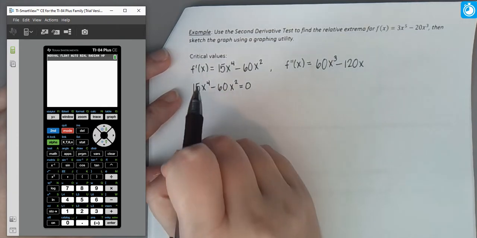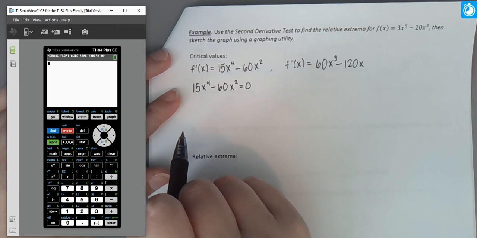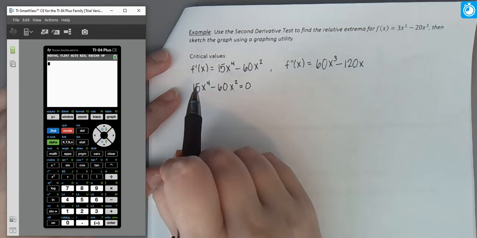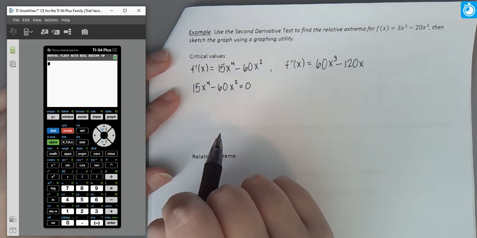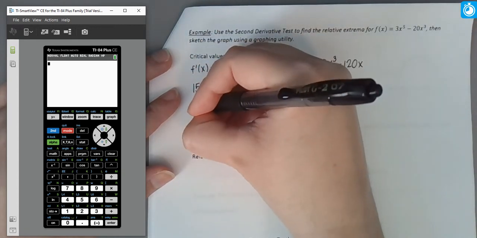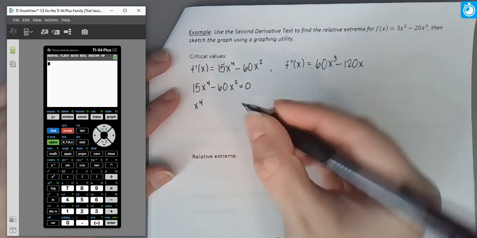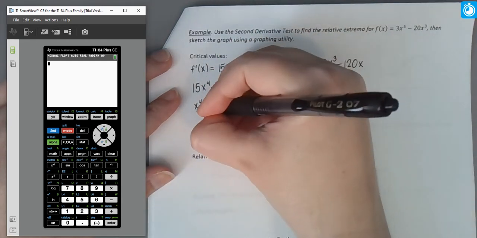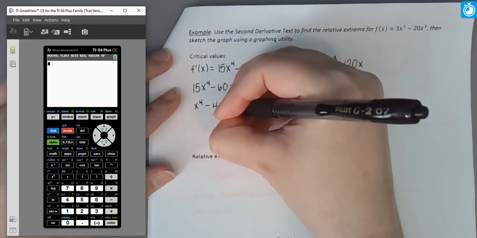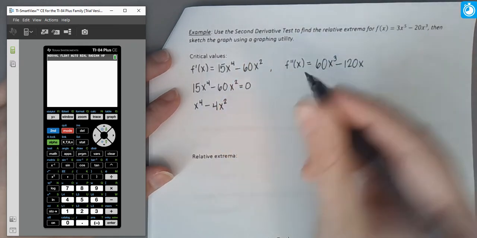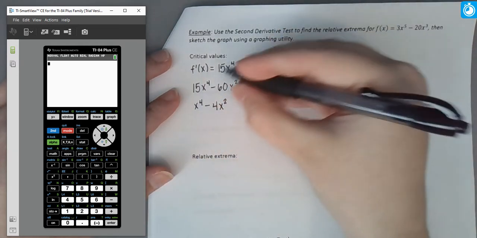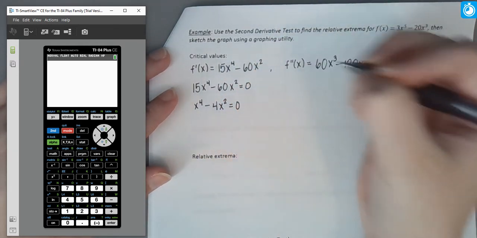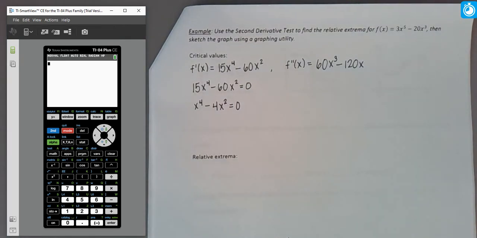Now, we can start like we did before though and divide out any common constants. So 15 and 60 have a common factor of 15. So I'm going to divide that out just to make the problem a little bit simpler. The 15 goes away, we divide 60 by 15, and that's going to be 4. And then 0 divided by 15 is just 0. Okay, so now we can solve this.